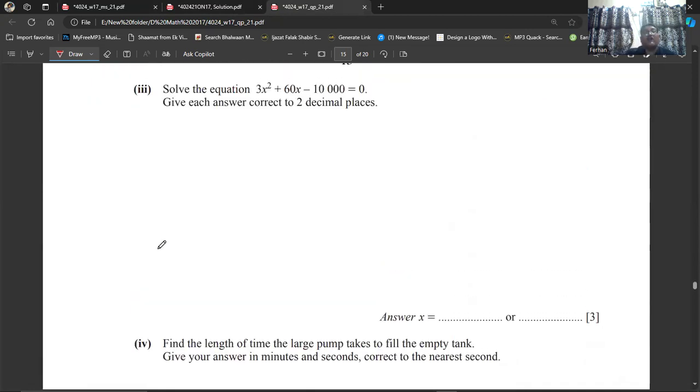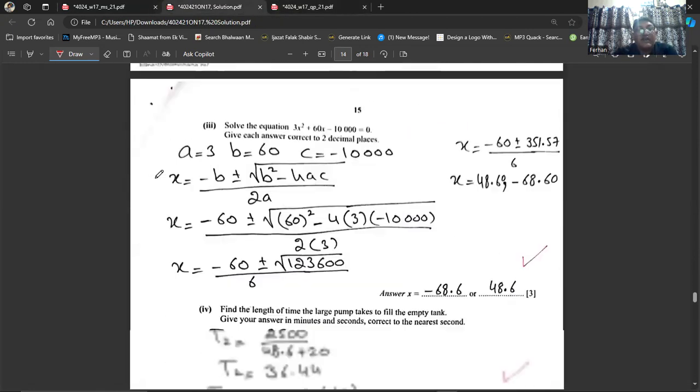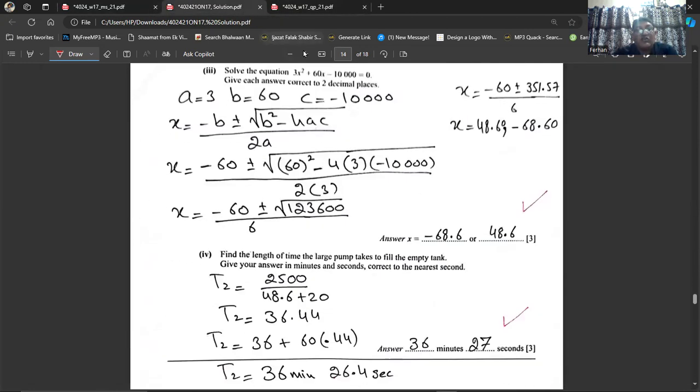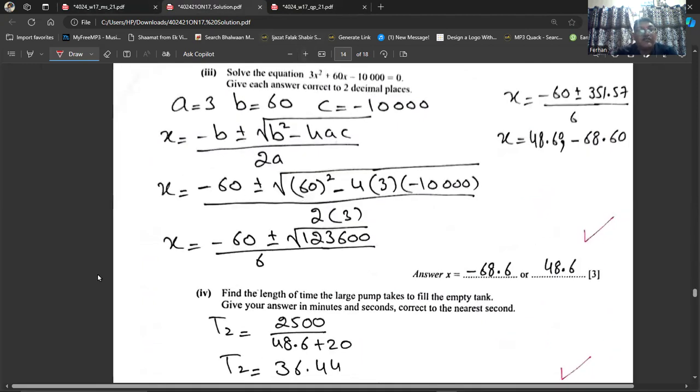Then the question is: solve the equation 3x squared plus 60x minus 10,000 equals 0. Give each answer correct to two decimal places. So we have to solve this, very simple. The value of a here is 3, the value of b is 60, and the value of c is minus 10,000.